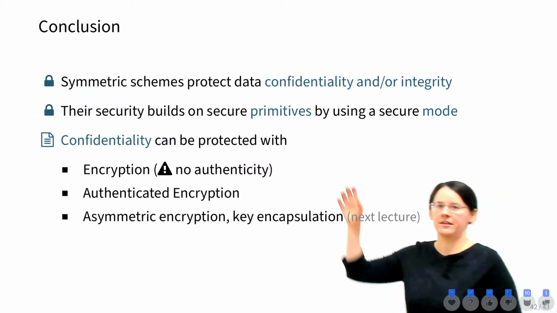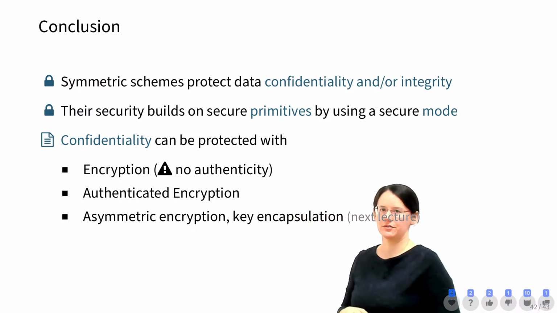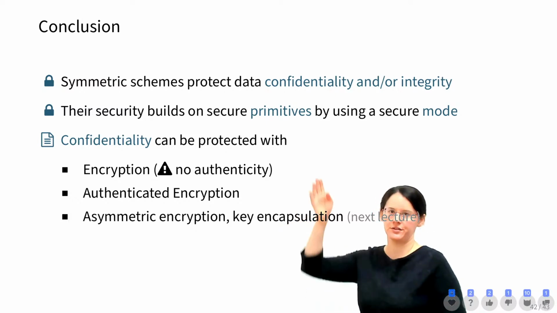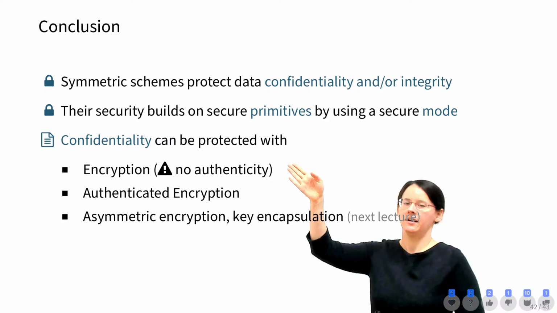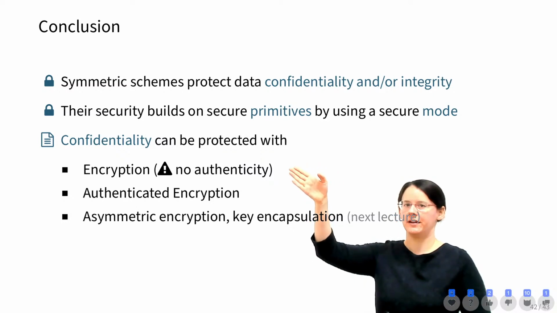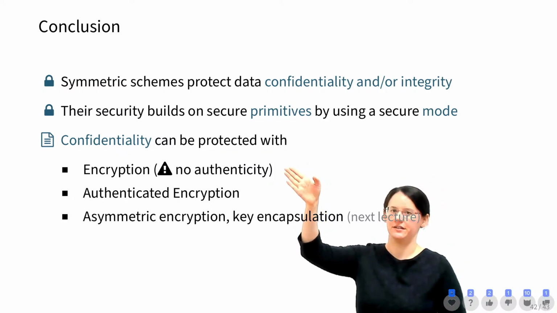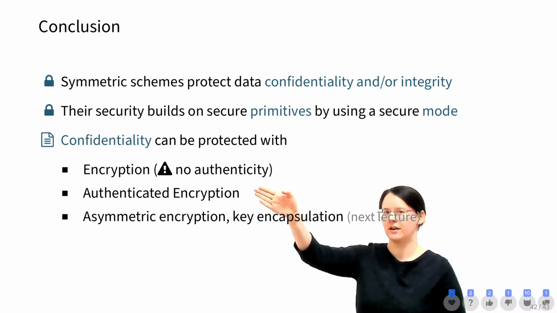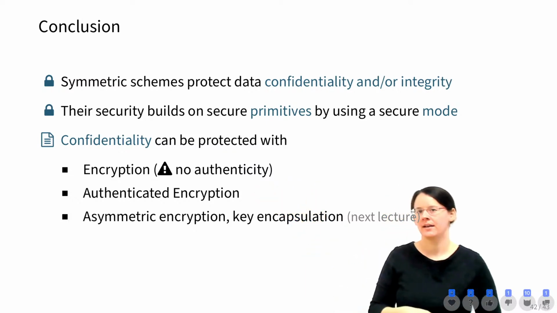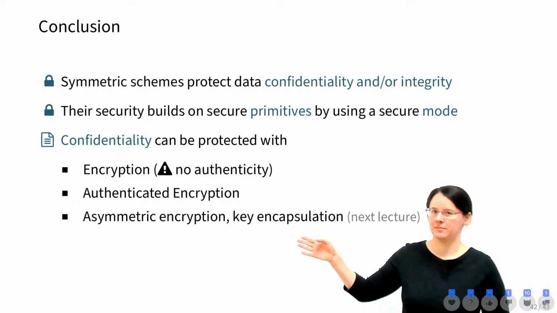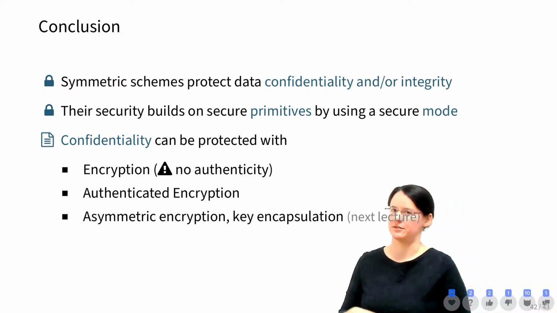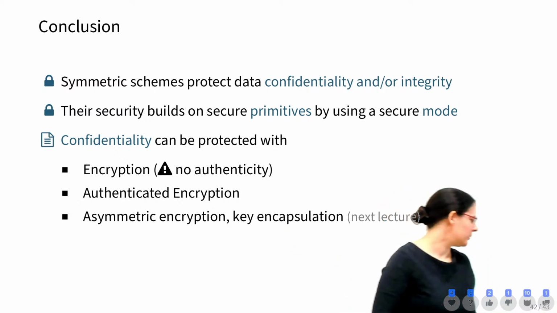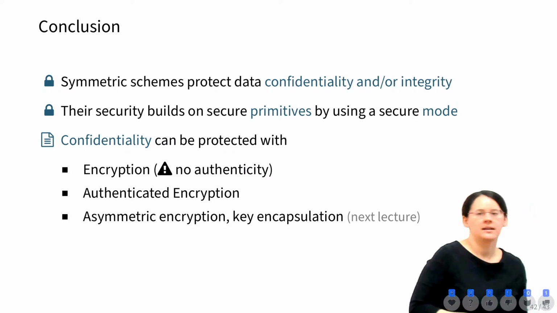And we also saw that there are different options for protecting confidentiality. First, there's the pure encryption, where you should be careful and notice that it doesn't provide authenticity. So usually instead you want authenticated encryption. And third, there's this asymmetric encryption or key encapsulation variant, which we're going to talk about next time.